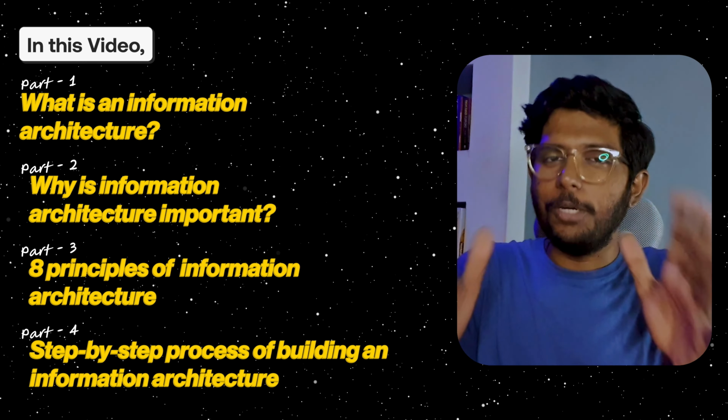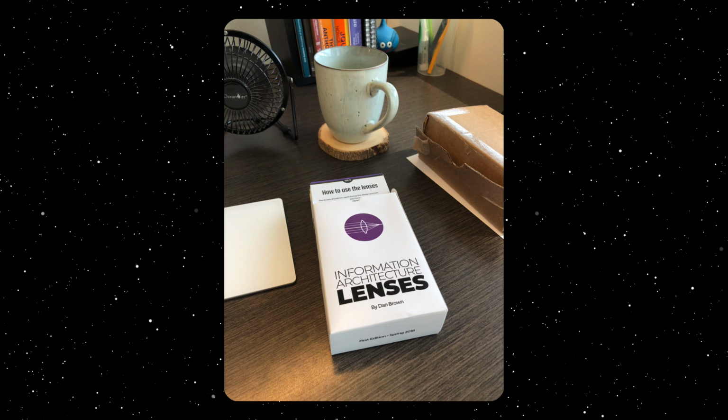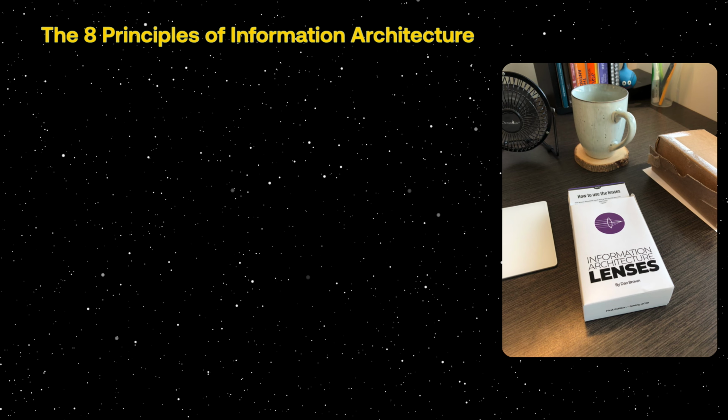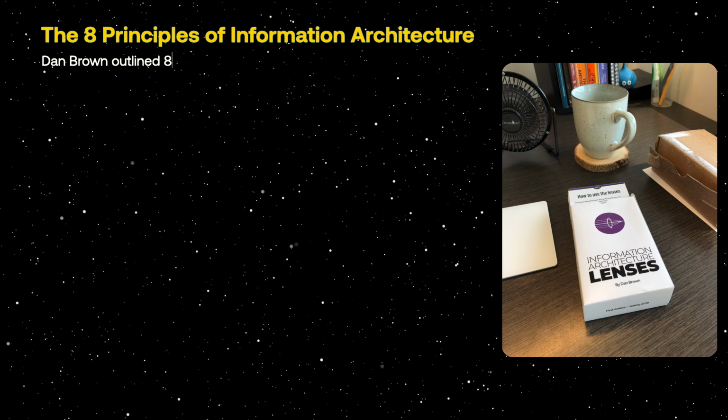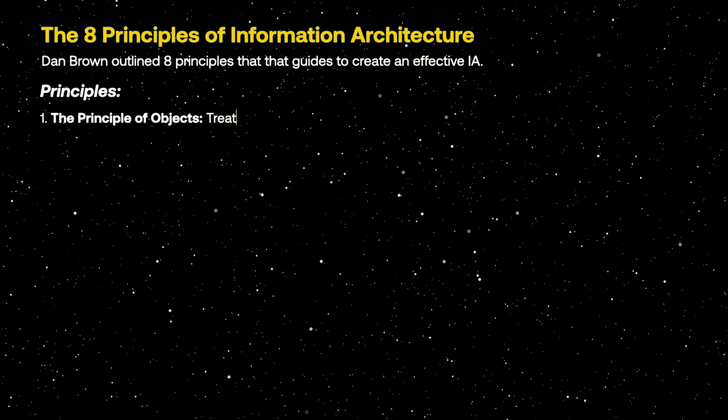We've seen why information architecture is important. Now let's look at the 8 key principles to build an effective information architecture. Information Architecture Lenses by Dan Brown. In that, Dan Brown has listed 8 guiding principles to build an effective information architecture. The first one is the principle of object. Treat all content as a living thing. It has a life cycle, behavior, and attributes.